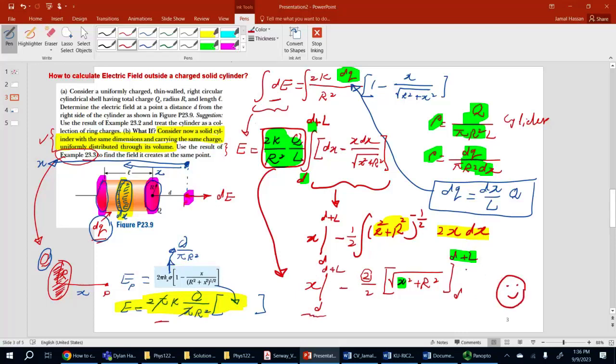As a summary, what we did: because the question was a distribution of charge, I divided the cylinder into many small disks. For each disk, we have the equation from before, and we used that equation. The only thing that I changed was the Q. I made it dQ, and I used the idea of density to write dQ in terms of the total Q, and I did the integration. I hope this video is useful. Thank you.